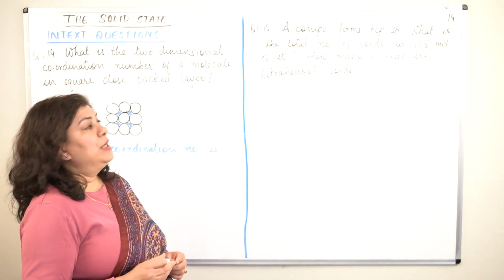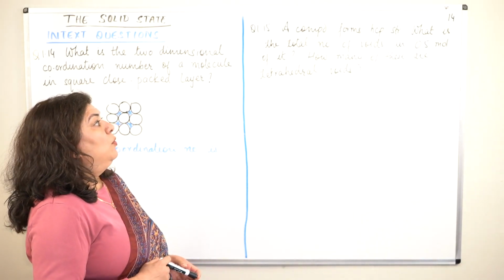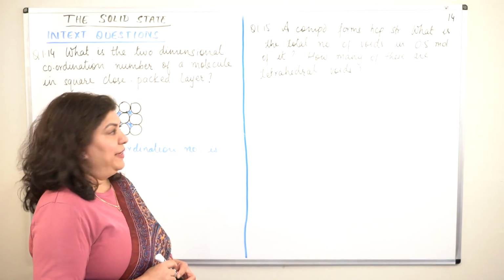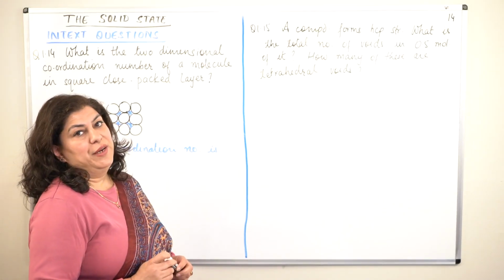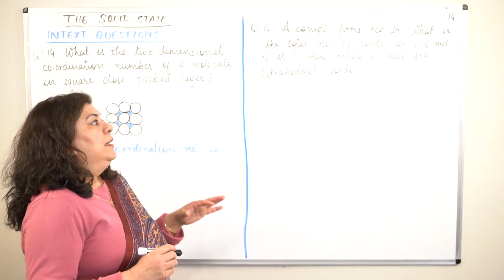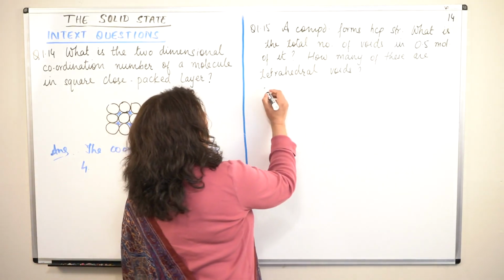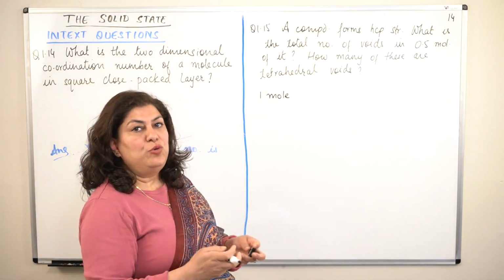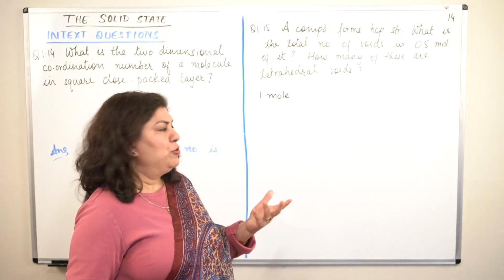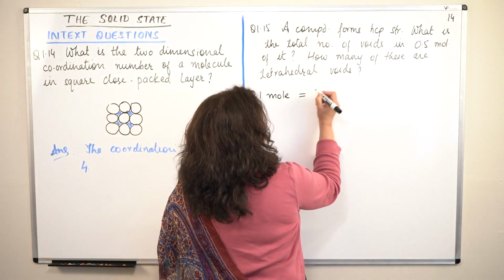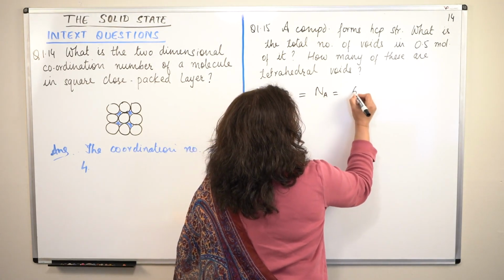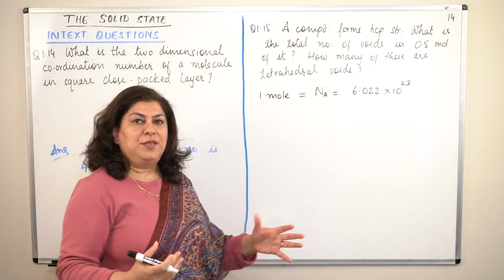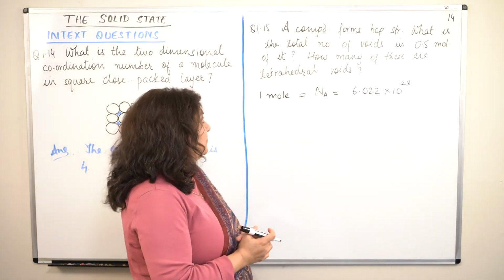A compound forms a hexagonal close packed structure. What is the total number of voids in 0.5 mole of it? How many of these are tetrahedral voids? Now, we know that 1 mole of any substance means how many particles? 1 mole of molecules or 1 mole of atoms or composing particles is equal to the Avogadro's number Na, which is 6.022 into 10 to the power 23 molecules, atoms, ions, whatever the particle is.